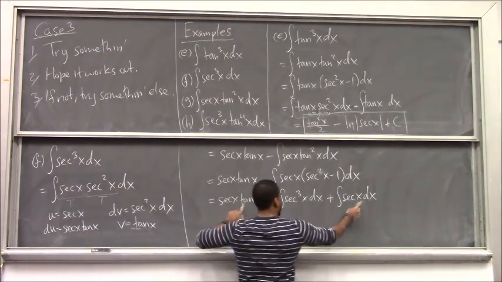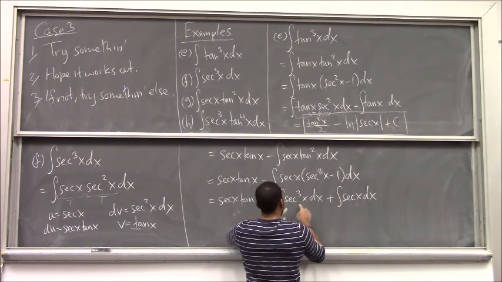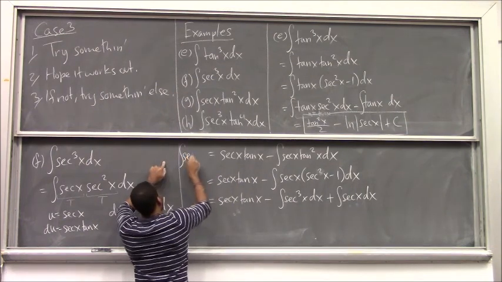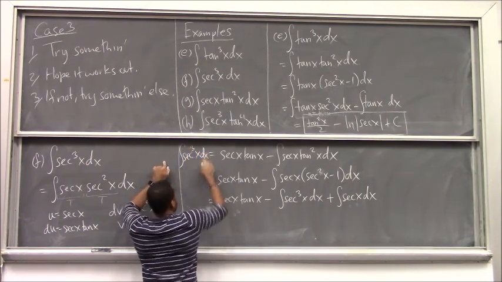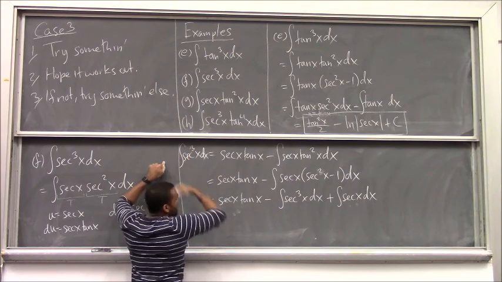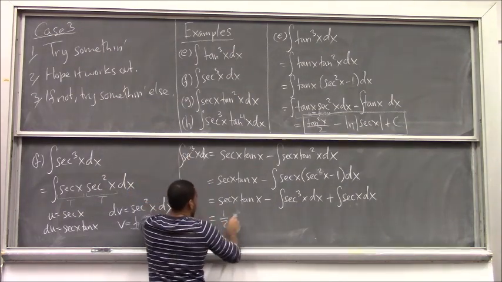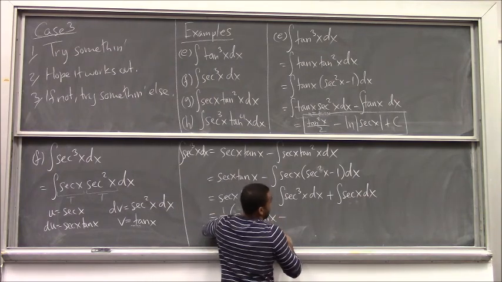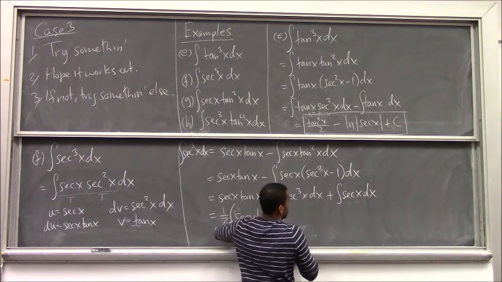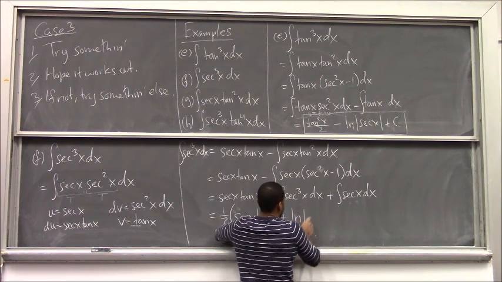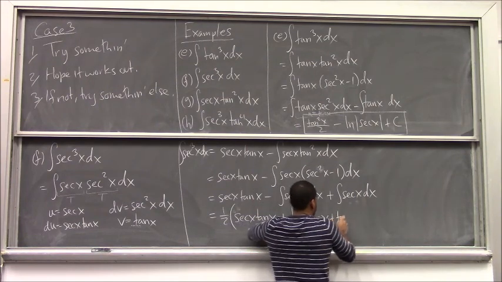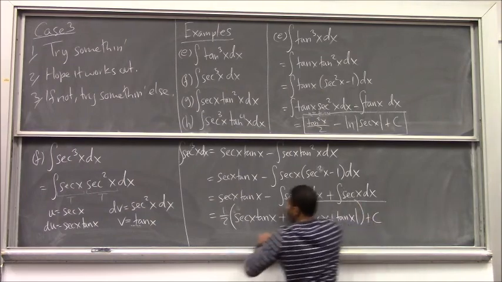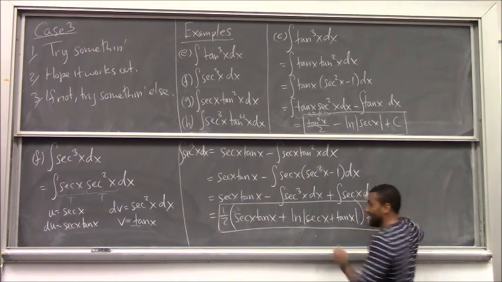These guys are actually here. This guy I know. What happens to this guy? You add it back to the original, and then you get the guy on this side. Move this over, you get two of them, then you divide by 2. And of course, this would be the integral that is ln of secant x plus tangent x. That's the answer.